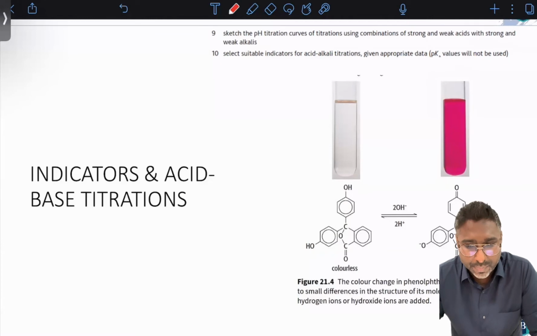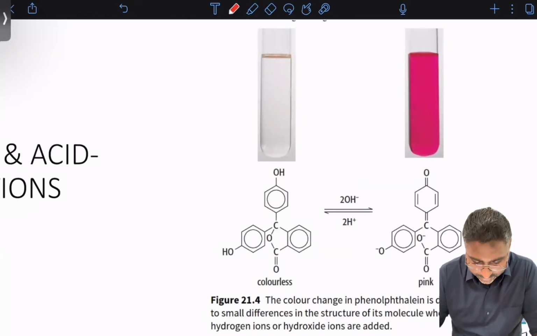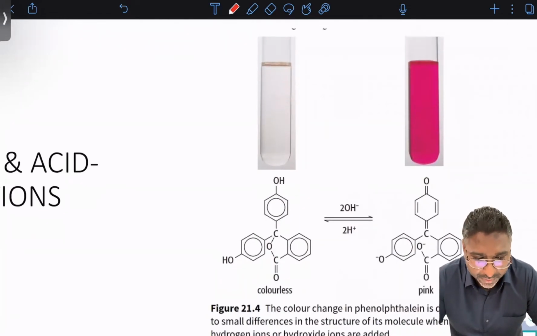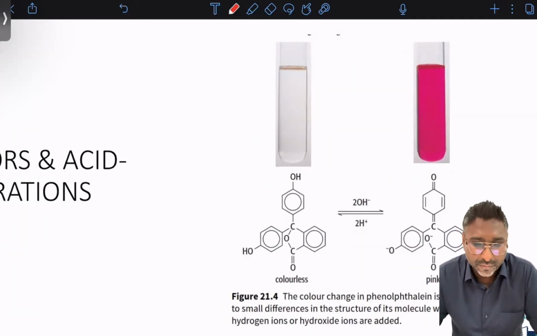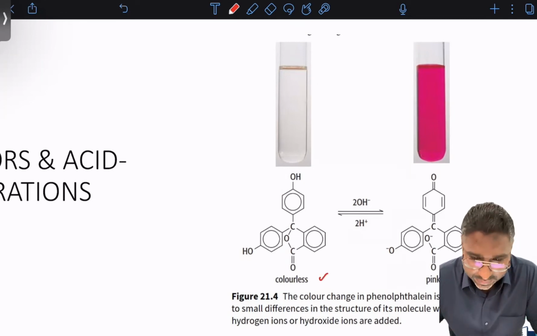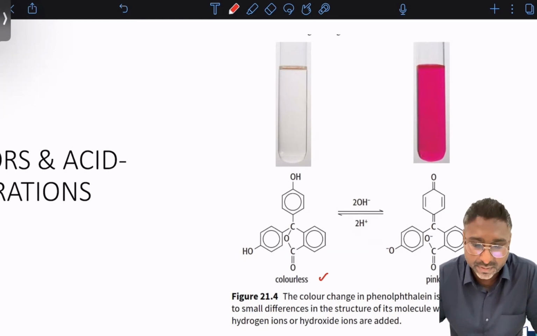But I want you to have a look at this first. This is phenolphthalein, the structure of phenolphthalein. Do you need to memorize this structure? The answer is definitely no. You don't need to memorize any of this structure. This tells us that when you use an indicator, the indicator will also follow equilibrium. When the indicator is colorless, this is its structure, and when phenolphthalein is pink, this is the structure.